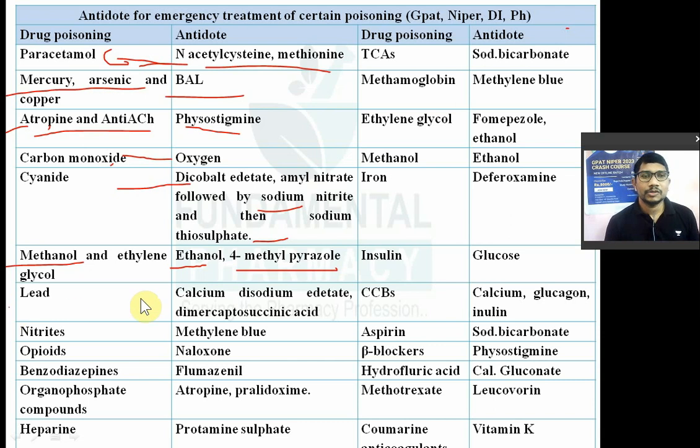Now in case of lead poisoning, what is the antidote? Calcium disodium EDTA and dimercaptosuccinic acid are the antidotes. In case of nitrite poisoning, methylene blue is the specific antidote. In case of opioid poisoning, opioid drugs like morphine, codeine, thebaine, which are narcotic analgesics, a narcotic antagonist known as naloxone is a specific antidote for opioid poisoning. On this they have already asked questions.